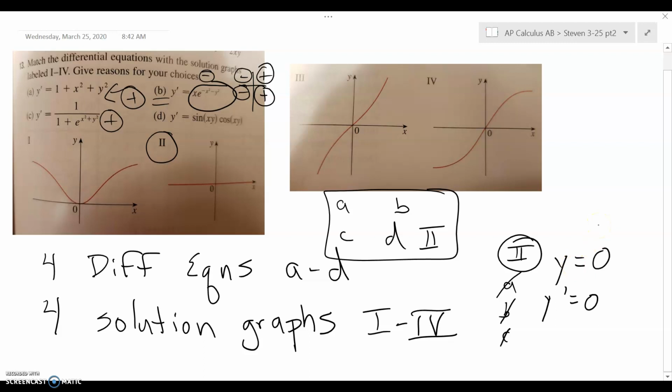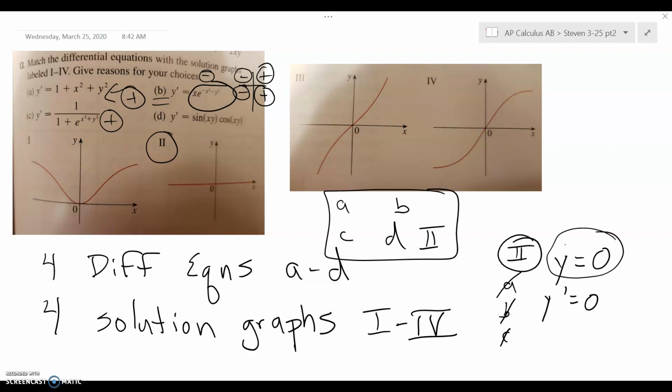If I pop a 0 into that slope equation, I'm going to get sine of 0 over cosine of 0, no matter what x equals, for any x value. So the derivative is sine of 0 over cosine of 0. Well, sine of 0 is 0, cosine of 0 is 1, and so what that means is I've got something that works. If I plug that into the expression, I get a slope of 0 all the way along the line. And so through that process of trial and error, I can come to knowing that D matches with 2.